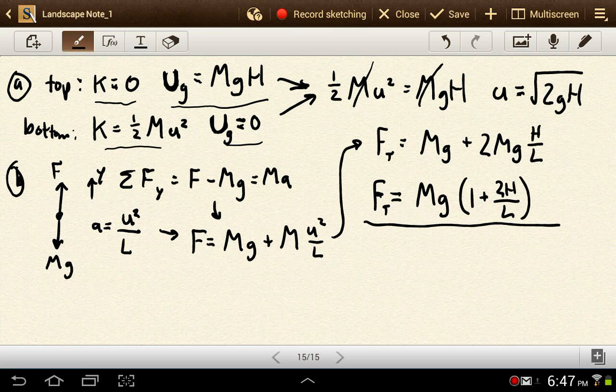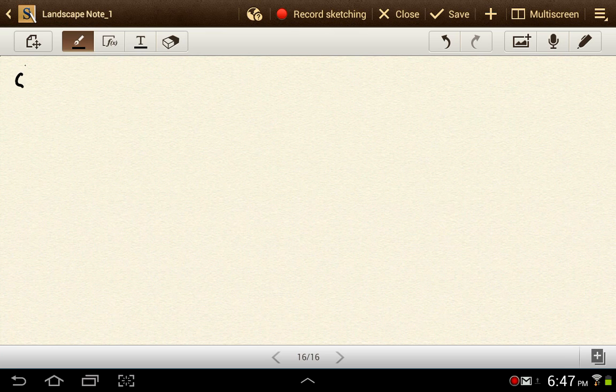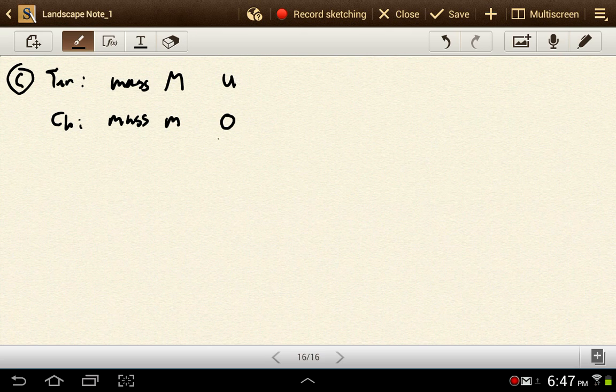Part C is then, I'm going to move over. Part C is Tarzan intercepts Chug Chug. So Tarzan has a mass of big M. Chug Chug has a mass of little m. Tarzan's initial speed is u. Chug Chug's initial velocity is 0, and they grab each other and cling to each other, so they have the same final velocity, which I'm going to call v.